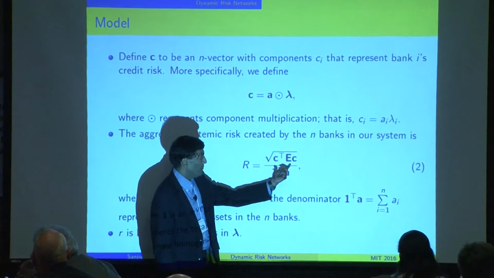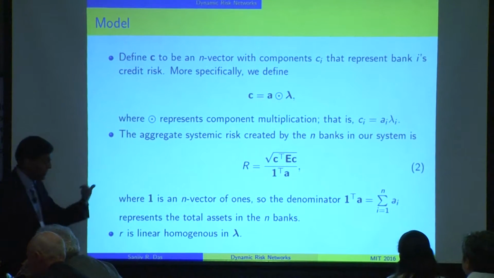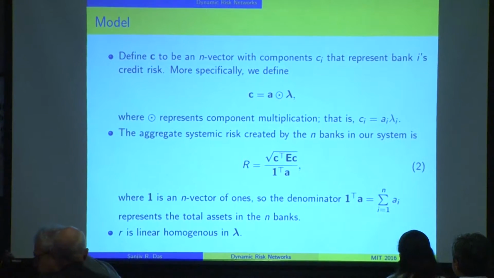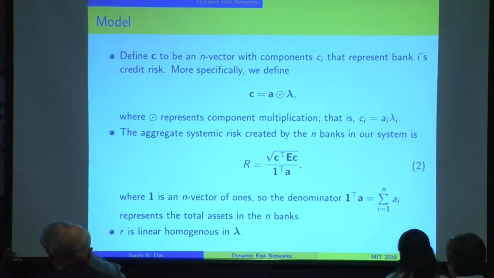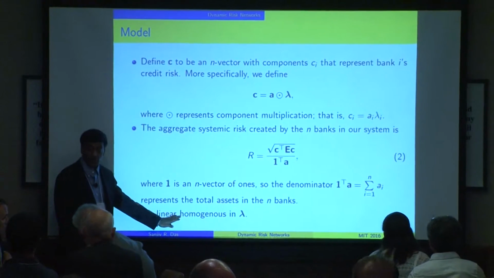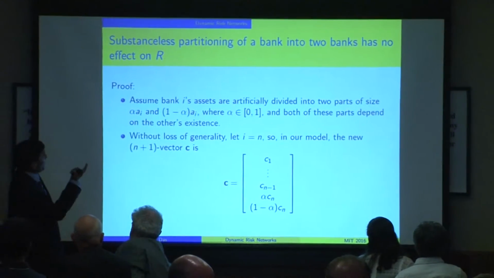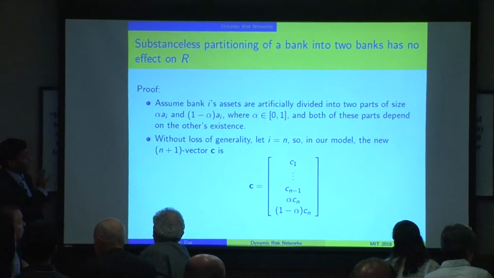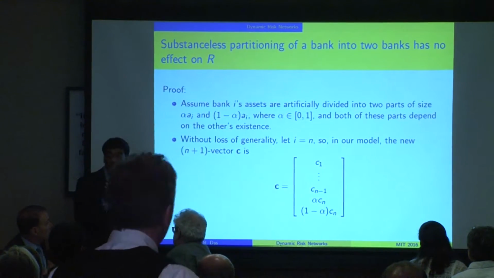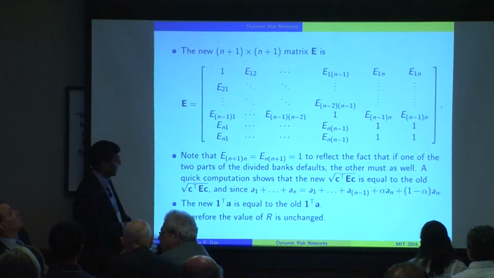That's the numerator we had before, but now we normalize it by asset size and we call it R. Okay? So the previous measure was called S. This measure is called R. And the nice thing about R is it has some very nice provable properties. One of them is it's linear homogeneous in lambda still, so that we can run the decomposition like we had before. The first property is that partitioning of a bank into two banks does not change the system-wide risk at all.